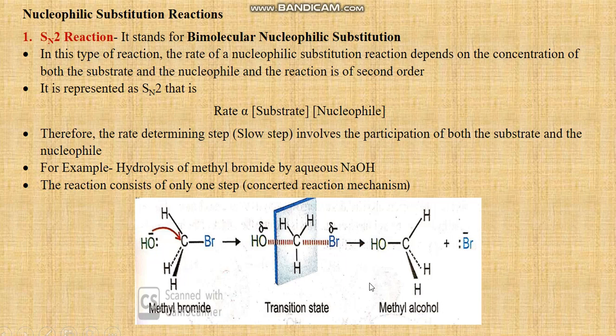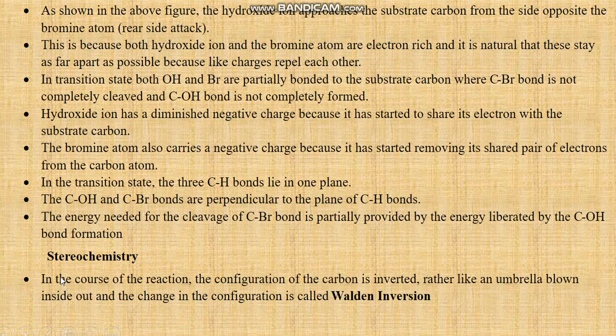The important point in this reaction is that the methyl alcohol we get as the end product has an inverted configuration. This is because the hydroxide ion, which is a nucleophile, approaches the central carbon atom from the rear side or back side. As far as the stereochemistry of this reaction is concerned, in the course of the reaction the configuration of the carbon is inverted, rather like an umbrella blown inside out, and this change in configuration is called Walden inversion.